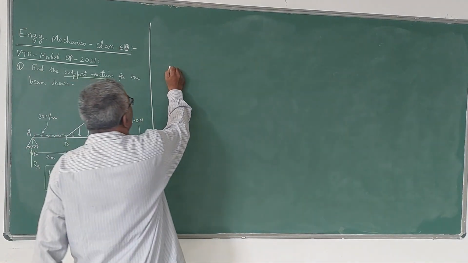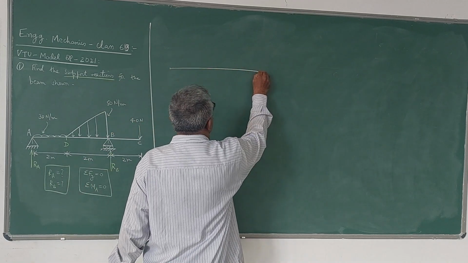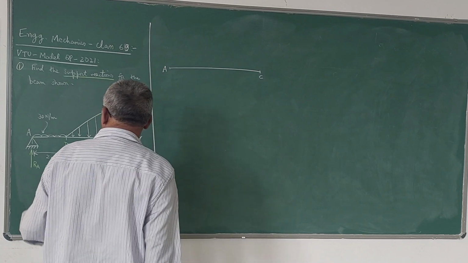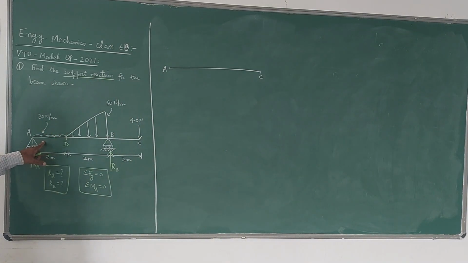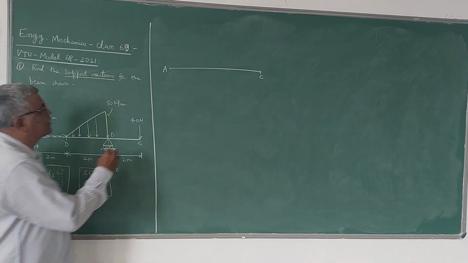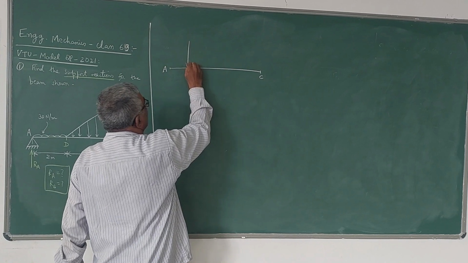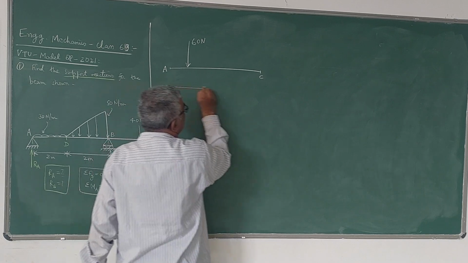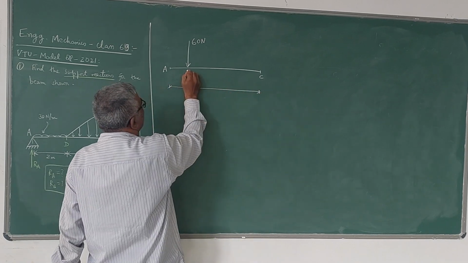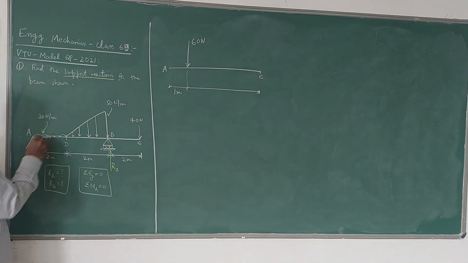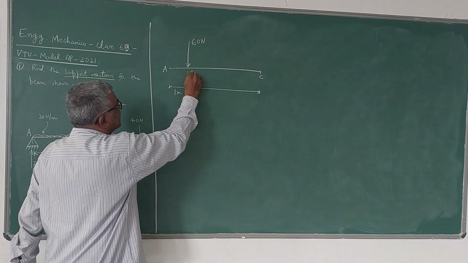In that case, it will be like this. The free body diagram of the beam, after converting to equivalent point loads: this UDL can be converted to a concentrated load. The load will be 30 into 2, 60, which acts at the midpoint. So I can write 60 Newton acting at the midpoint, which is 1 meter from B. That's the point I can take as B.